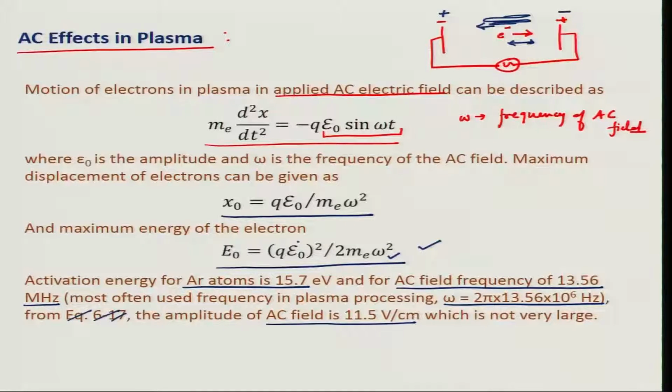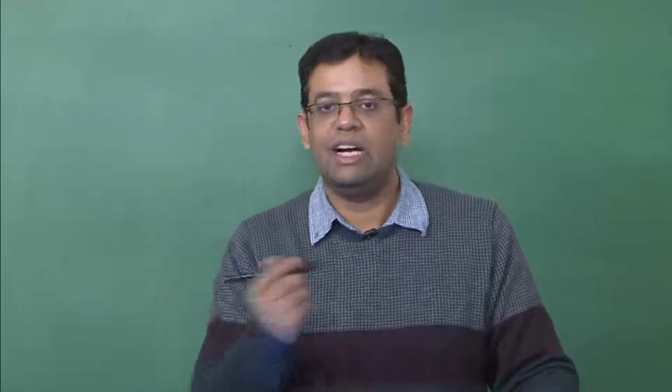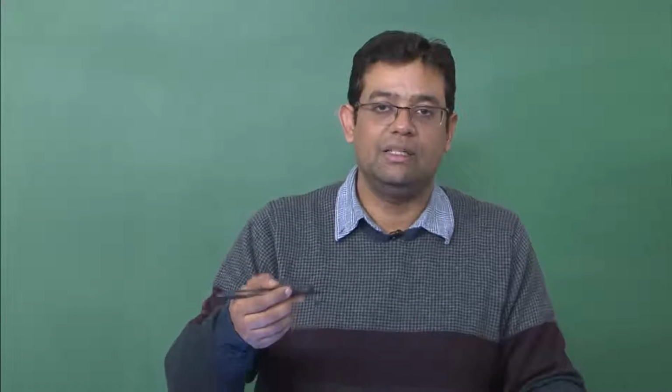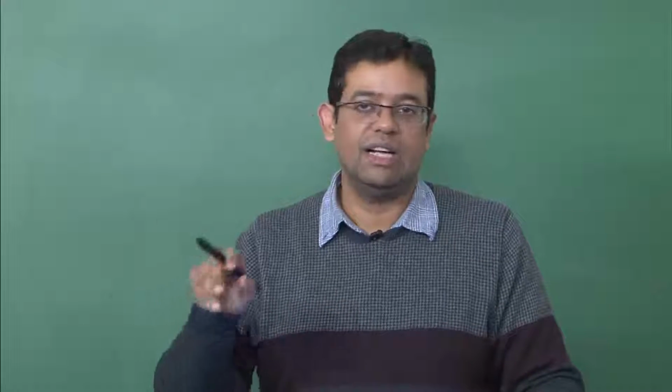So, if this electric field E0 is around 11.5 volts per centimeter at this frequency, then my electron will have enough energy to ionize argon atoms. Once it ionizes argon atoms, it will lose its energy, but the sign changes, the electric field is flipped. So, it will start to accelerate in the other direction and gain energy again, and then again ionize an argon atom, and then again lose its energy and start to accelerate in the other direction.